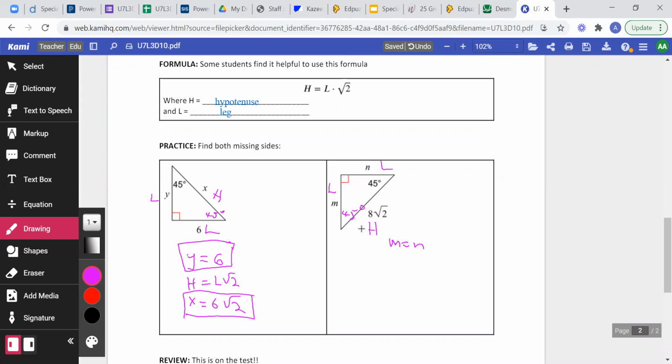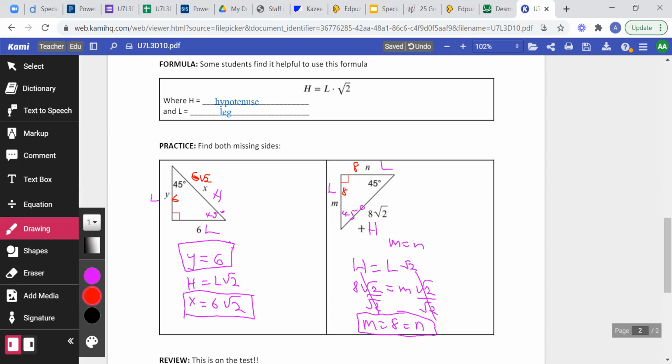but we don't know them. Then you go with the formula that says the hypotenuse equals one of the legs times square root of 2. We know H to be 8 root 2. L is, let's take M, so M times square root of 2. Since we are looking for M, I'm going to divide by square root of 2. The roots cancel, so M equals 8, which equals N as well. So it means here, this guy is 8, this guy is 8. Here, this guy is 6, this guy is 6 root 2.